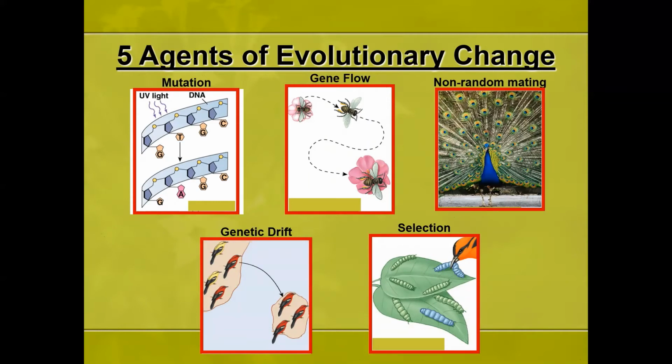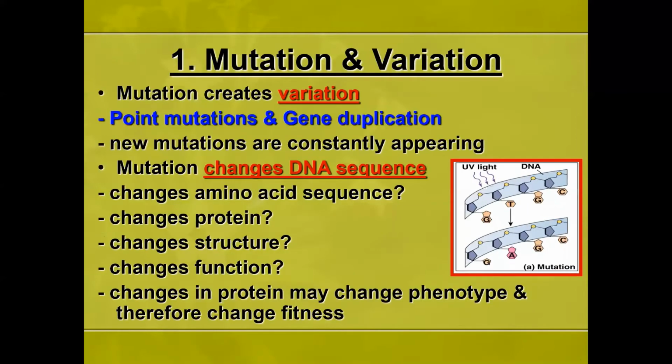These are the 5 biggest things, the 5 agents of evolutionary change, of microevolutionary change. So let's look at the first one, mutation, which we already mentioned. Mutation creates variation. You have point mutations, you have gene duplications. New mutations are always constantly appearing.